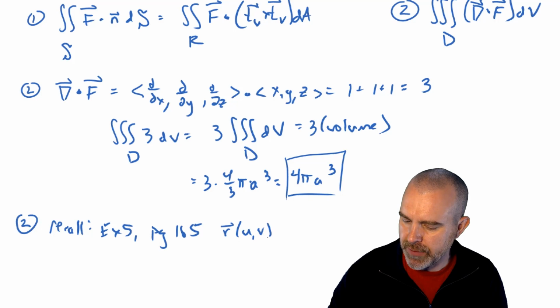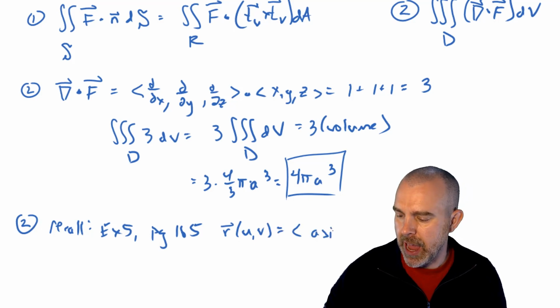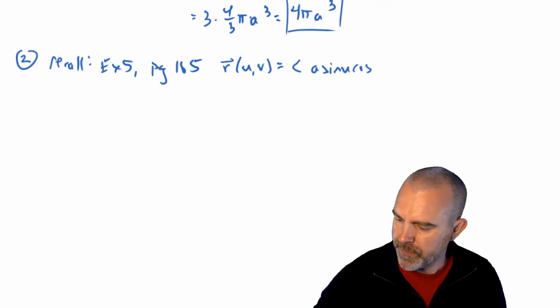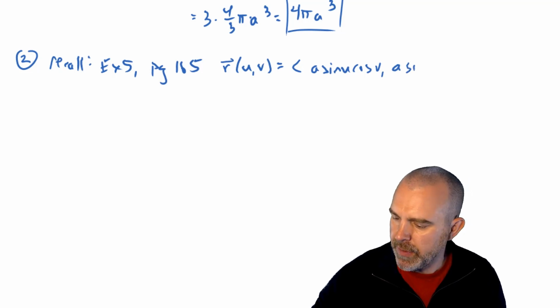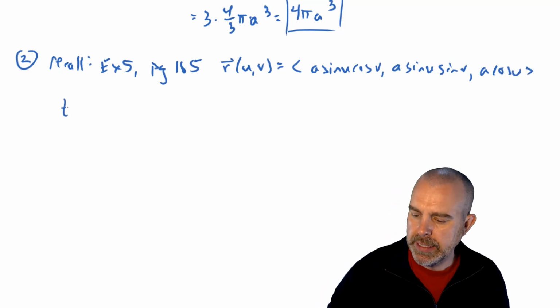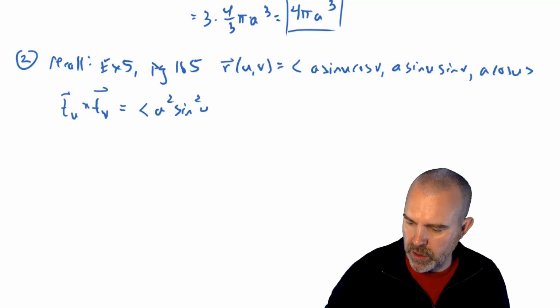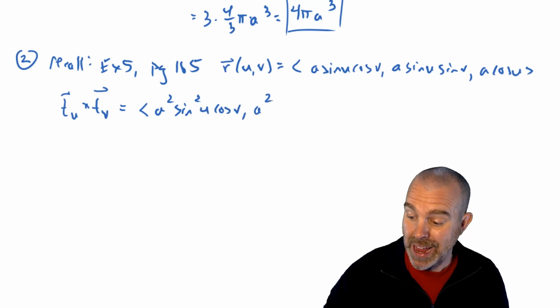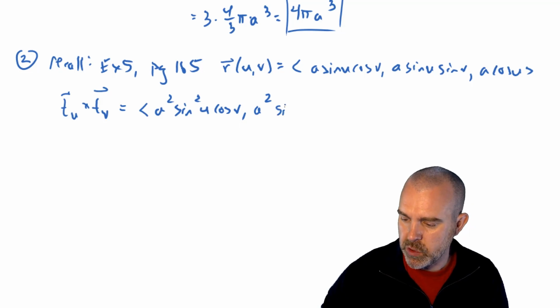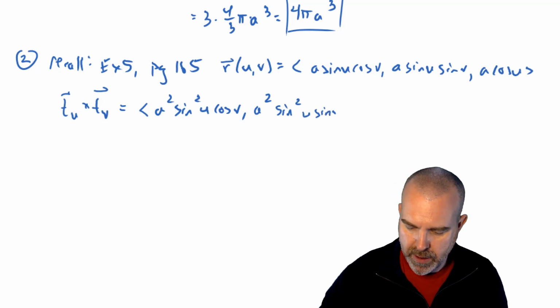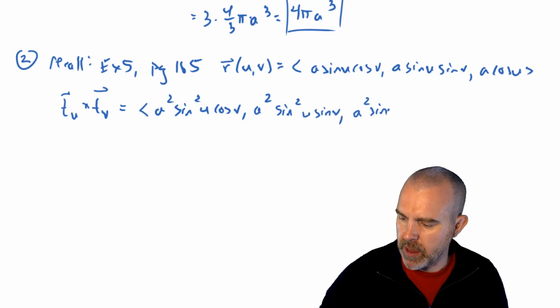The parameterization of a sphere is basically spherical coordinates: a sin u cos v, a sin u sin v, and a cos u. And then we already did the cross product here, tu cross tv. That was a squared sin squared u cos v, a squared sin squared u sin v, and a squared sin u cos u. This was actually a ton of work at the time. So we are definitely skipping some labor here.